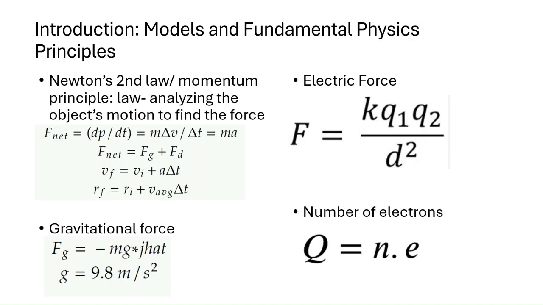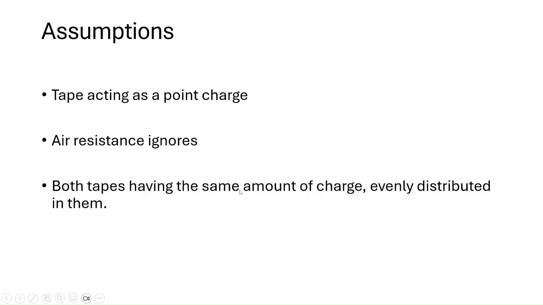For some models and fundamental physics principles, we need Newton's second law, which is the momentum principle. We're going to analyze the object's motion and find the force. We also need the gravitational force, which is minus mg in the j hat direction, and the electric force, which is the constant k, charge 1 times charge 2, over the distance squared. Then we're going to find the charge of one of the tapes and use q equals ne to find the number of electrons and then calculate the proportion.